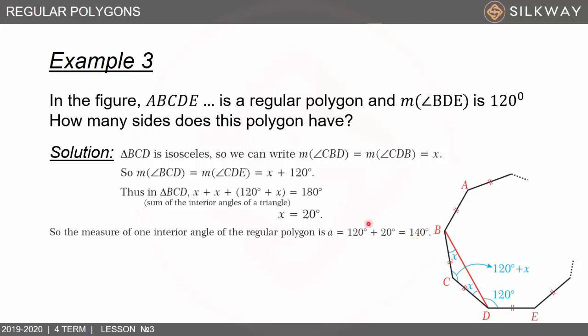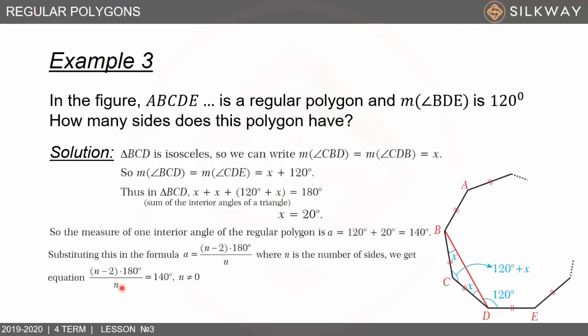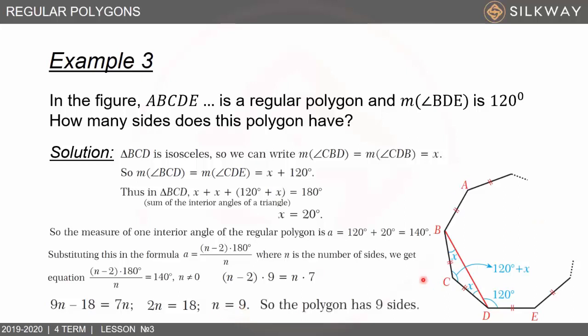And we must find the number of sides of this polygon, yes? And to do this, we use this formula here. A is equal to the 140 degree interior angle, and if we put 140 degrees here, we can easily find n. If we solve this equation step by step, we will have n equal to 9. It means that this regular polygon has 9 sides.